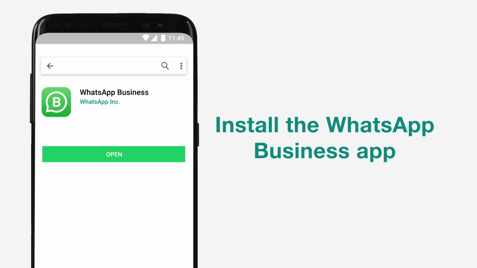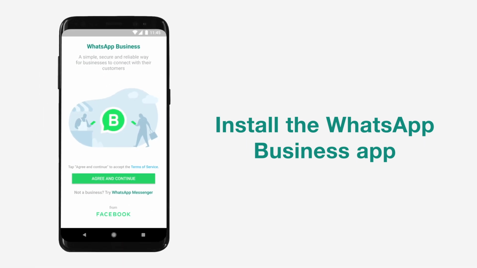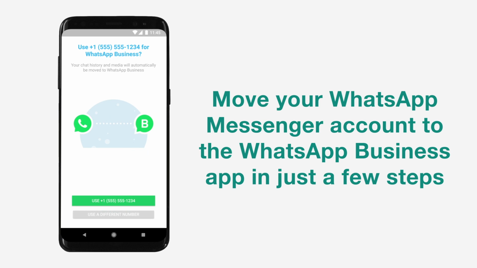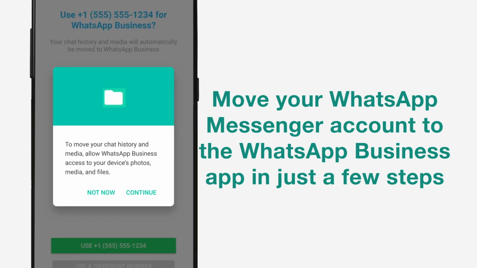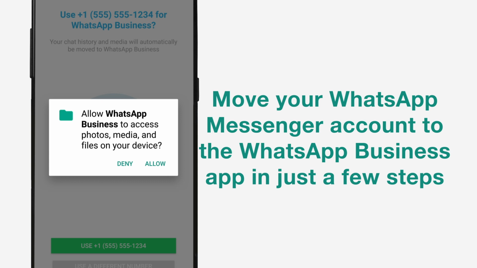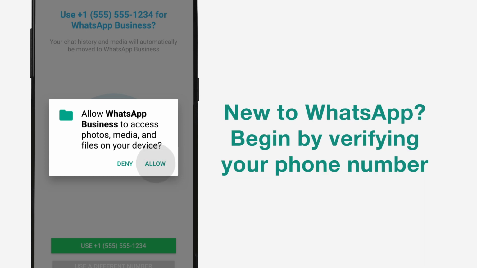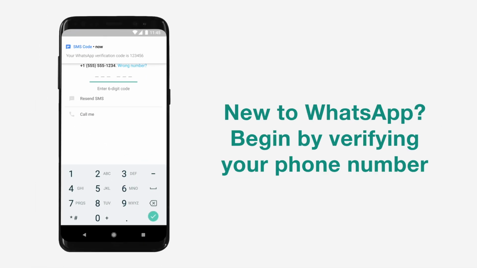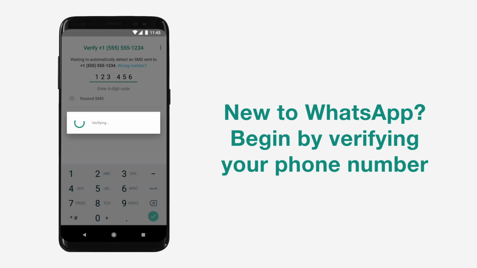Install the WhatsApp Business app from the Google Play Store or Apple App Store. If you already have a WhatsApp Messenger account, you can move your media and chat history to the WhatsApp Business app in just a few steps. If you're new to WhatsApp, verify your number to create an account.